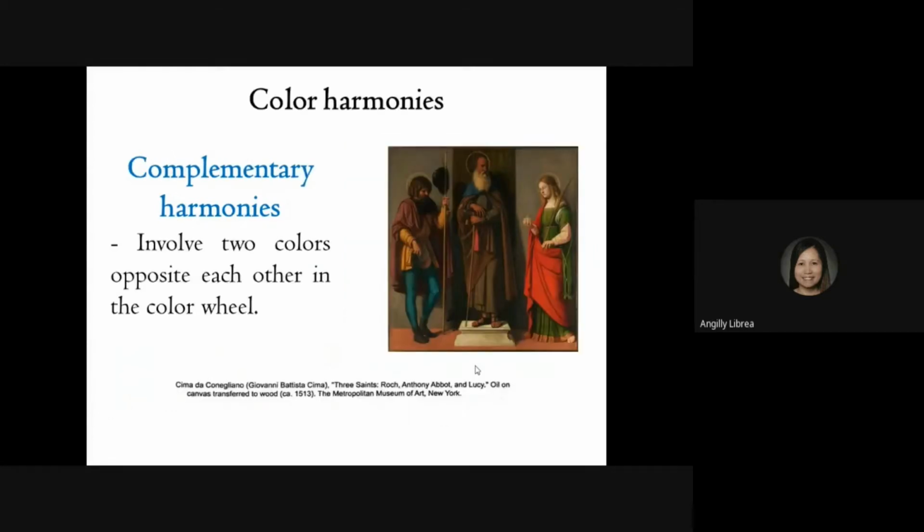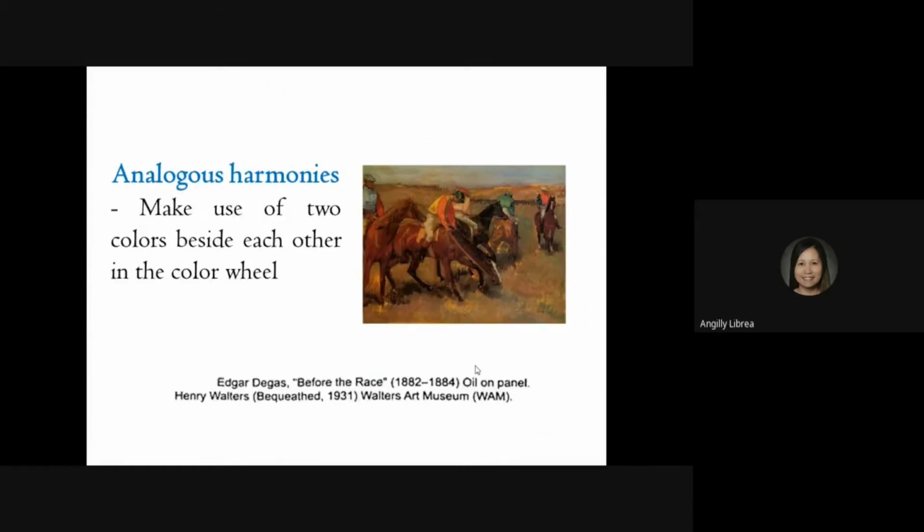Next harmony is complementary harmonies. This involves two colors opposite each other in the color wheel. Since they are at contrary positions, the reaction is most intense. An example is this painting here, by Giovanni Battista Cima da Conegliano, entitled Three Saints. You notice the altarpiece featuring Saint Anthony Abbot and Saint Roch. Along with them is Saint Lucy, the patron of the blind, whose red and green garb beautifully showcases an example of complementary harmonies.